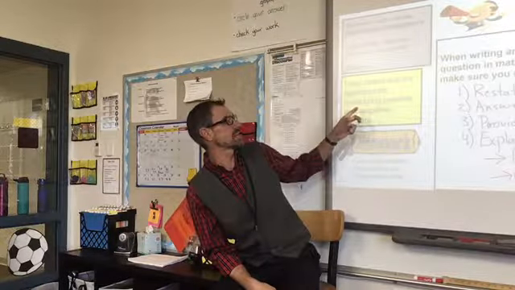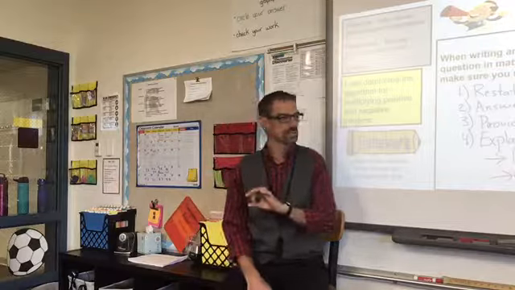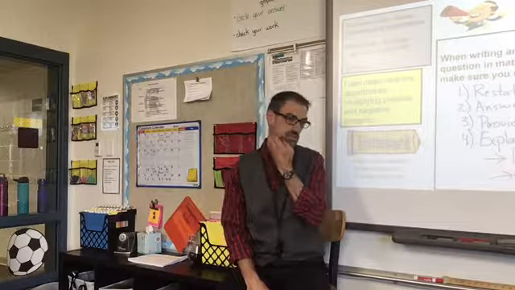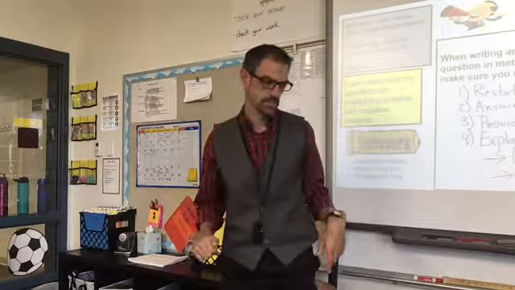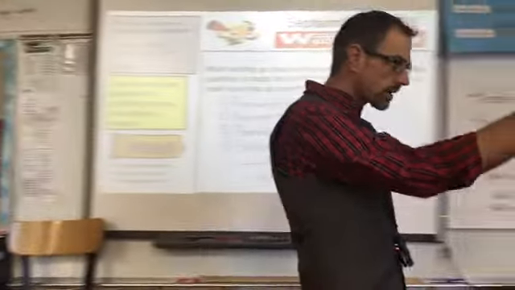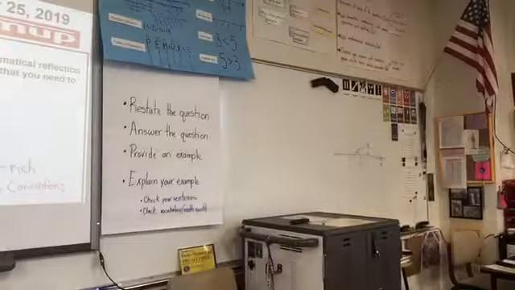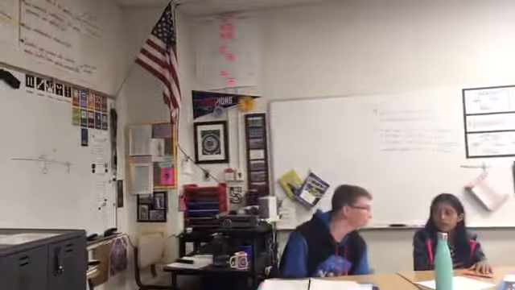Looking at determining the algorithms for positive and negative integers. So, when multiplying, what are those algorithms? Talk to your tables. There's 4. Go. Talk. Come on. What are those algorithms?